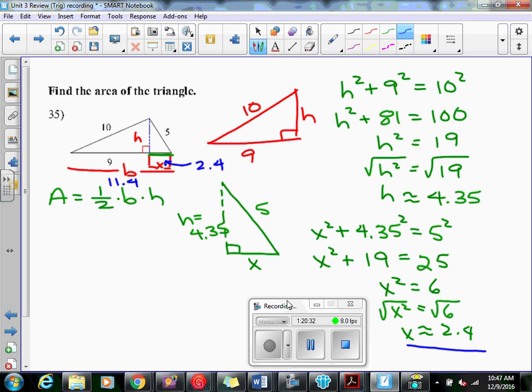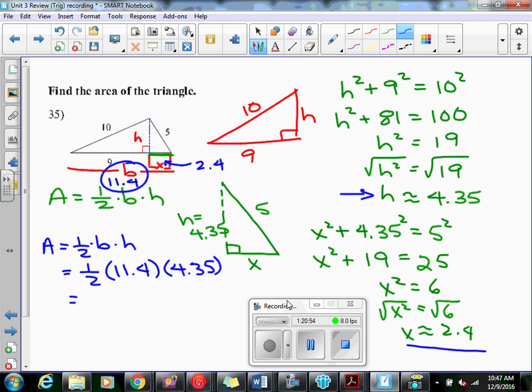So if I plug in, area equals 1/2 base times height. The base is this entire side here, so it's 11.4. The height we found over here is 4.35. Now you multiply it out: 1/2, or 0.5, times 11.4, and then multiply that times 4.35.